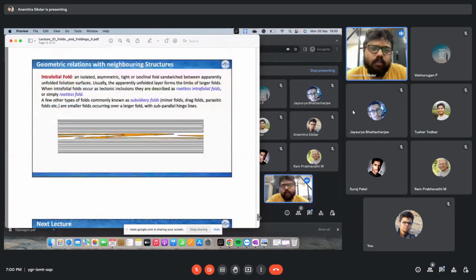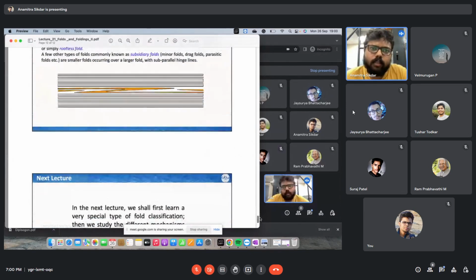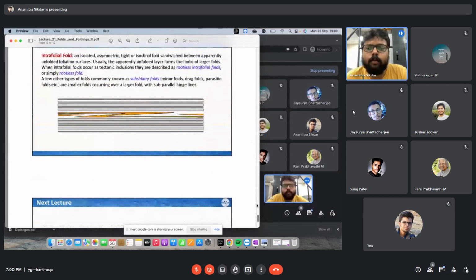Okay. The interfolial folds are also rare. In the shear zone you can also get these. When the layer is extremely ductile, you may get a fold which is trapped in between the foliations, right? So, very ductile folds.